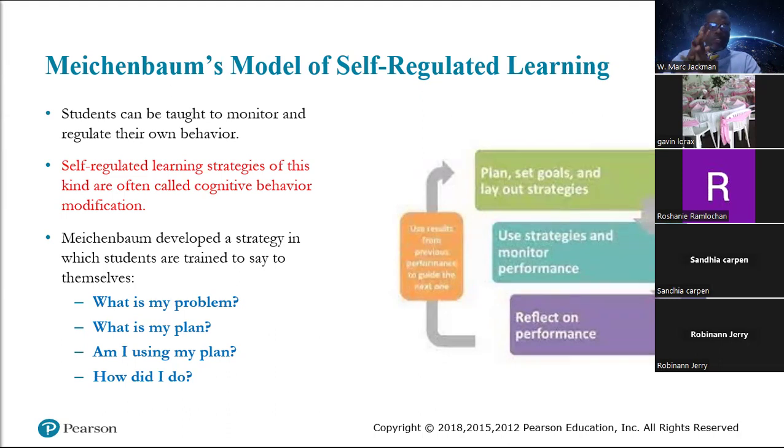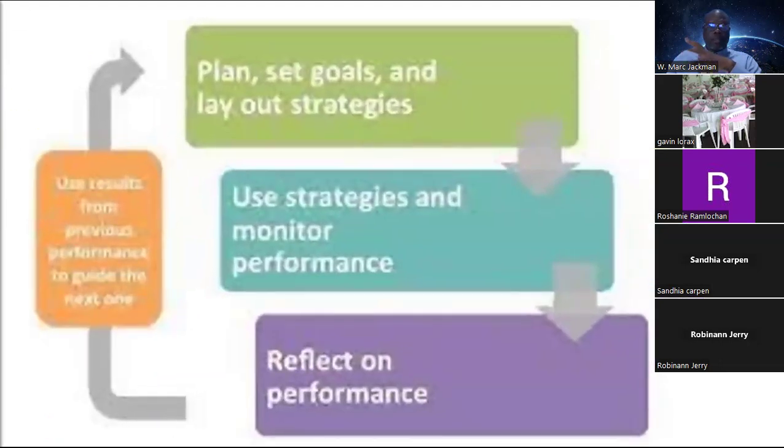So he developed a strategy that students can be trained to say to themselves, okay, what is my problem? What plan will I use to overcome this problem? Am I using my plan? How do I go about it? So in terms of a diagram, as you can see here on your right, the plan, setting goals, laying out strategies, using strategies to monitor the performance, reflect on performance, and look at the results, and then you go back into planning. Of course, the more mature the students are, the easier it is for them to execute.